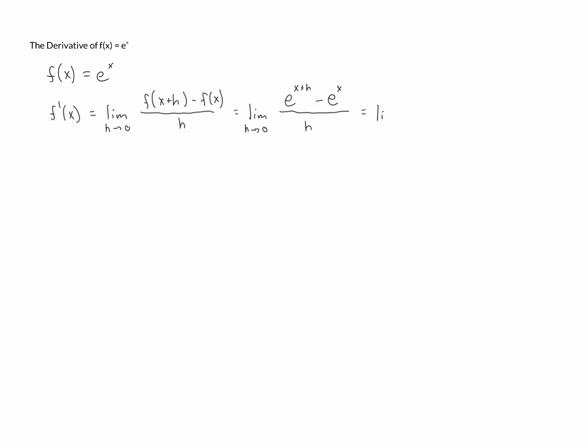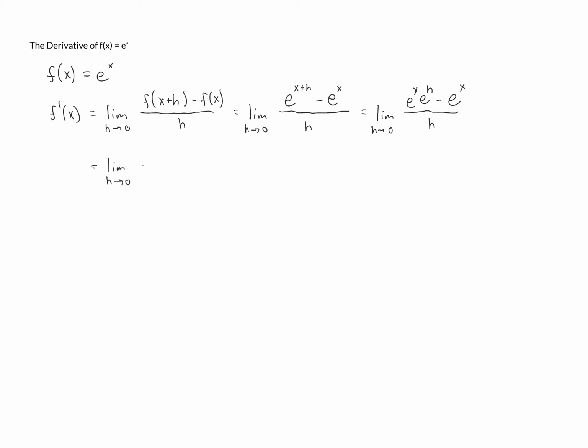Now, we can look at e to the x plus h, and we can actually write that as a product. That's going to be e to the x times e to the h. Remember, when we have a sum of exponents, we can split it up into a product of two exponential expressions. And then if we look at what we have here, there's something we can factor out. Both of those terms in the numerator have an e to the x. So we can factor out that e to the x.